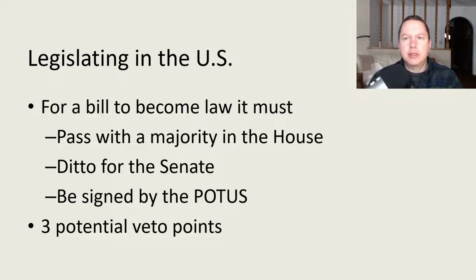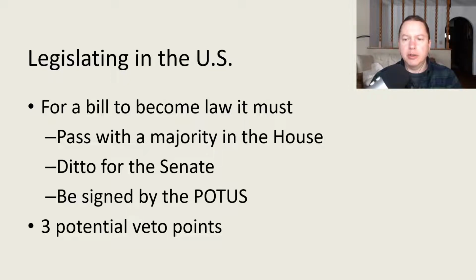Legislating in the U.S. is actually very difficult. When you read the Constitution, or when I read the Constitution, I read a document that seems to have been designed to prevent sweeping social changes. There are a number of veto points. There are a number of places where any bill can fail.